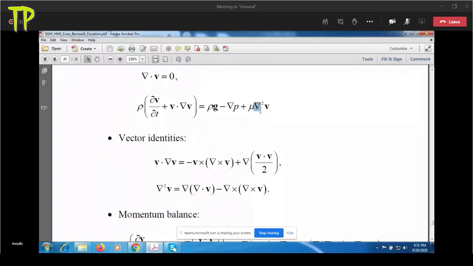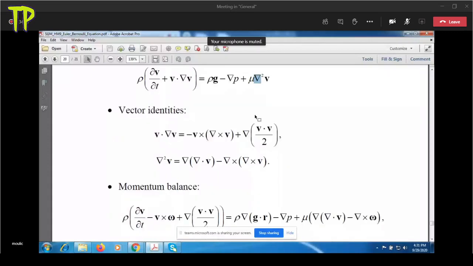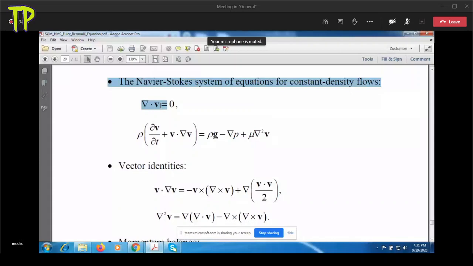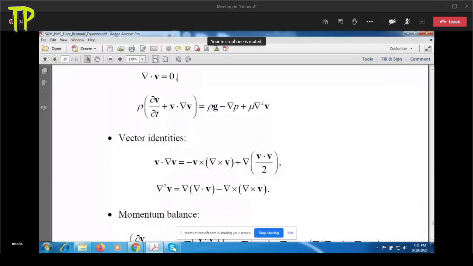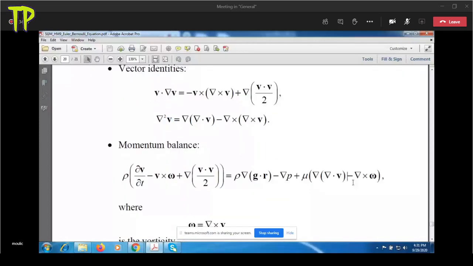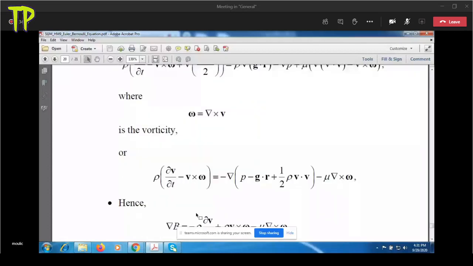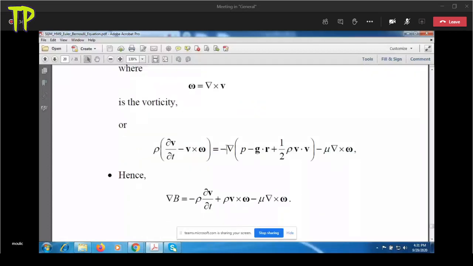This term, now divergence of V is 0 at each and every point. So if I take del del x of either side, it will be 0. Del del y of the other side will be 0. So grad of divergence of V is 0. So Laplacian of V then I can write as minus curl of omega. Okay. So you have a disguised form of the Navier-Stokes equations.